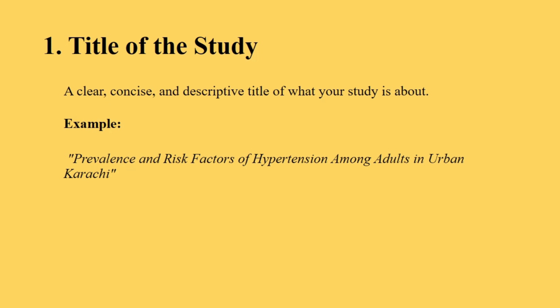The first component of a research synopsis format is title. Title should be a clear, concise, and descriptive title of what your study is about. For example, prevalence and risk factors of hypertension among adults in urban Karachi.